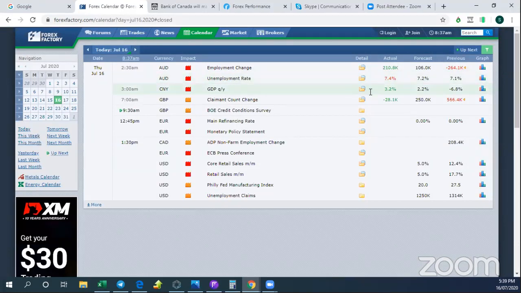Chinese news, good news on GDP quarter over year. I don't even know what that means, so I'll leave that one alone. The number of people claiming unemployment benefits out of the UK was remarkably good, minus 28.1K. So that's less people claiming. 28,100 less people claiming. So I'm assuming, again, they've got their jobs back. Maybe that's the case. So is that good for the pound? Potentially, yes.